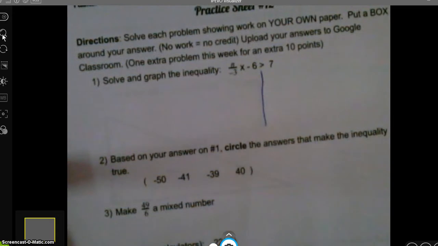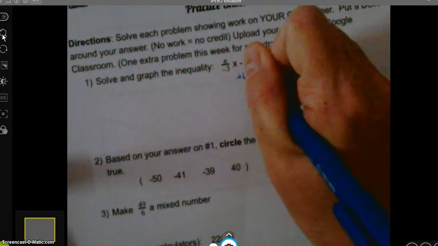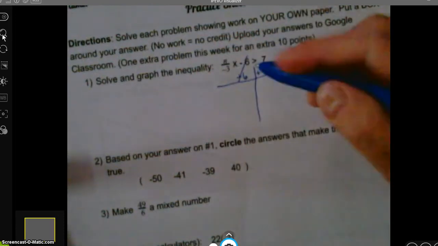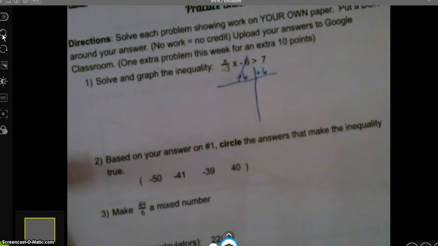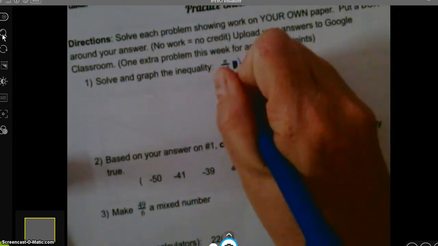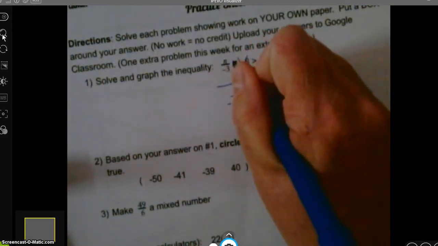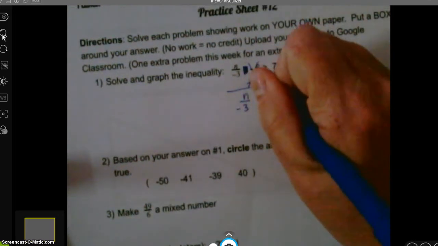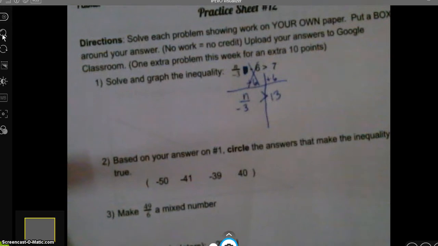So it's minus 6. So to get rid of minus 6, we do plus 6, and we do plus 6 to both sides. Okay, and remember, when I do plus 6, that makes this go away. Okay, so on the left side, we're going to have n over negative 3, and then 7 plus 6 is 13. So we'll just get rid of that little marking there. I'll have that fixed if you're online before you do this video.